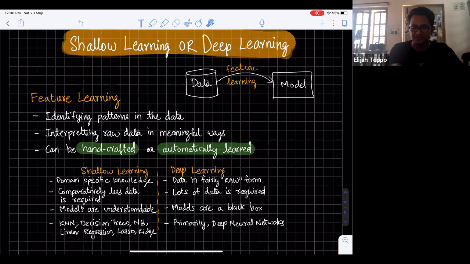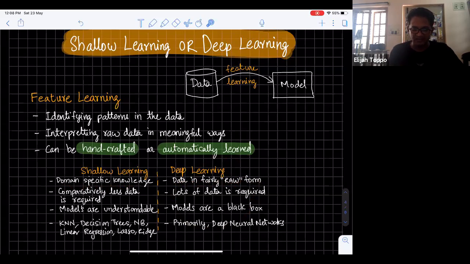Okay. So towards shallow learning, we have more human interaction, but towards deep learning, we have less human interaction. We have more of the machine learning by itself. So an example is whether we are using domain specific knowledge or not, or we are using data fairly in the raw form and allowing that to train our model.